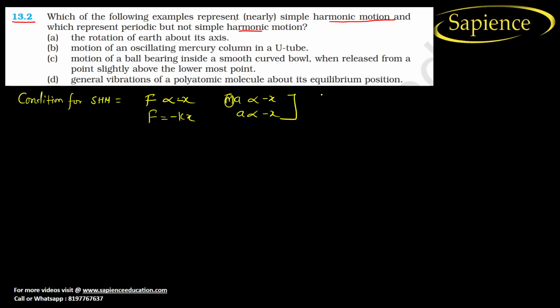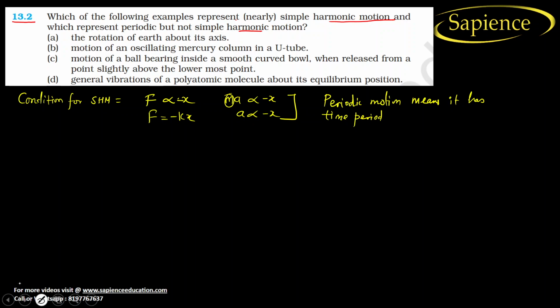Now periodic motion. Periodic motion means it has a time period. It means that it will repeat its motion itself after a regular interval of time.